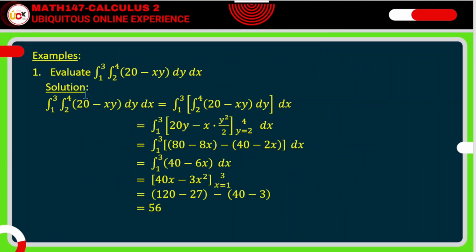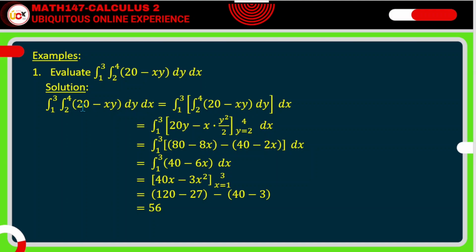Okay, so as an example, suppose we are asked to evaluate the double integral of 20 minus xy times dy dx, where y is from 2 to 4 and x is from 1 to 3. To evaluate this double integral, because the order of integration is dy dx, we have to integrate the function first with respect to y and then later on with respect to x. So we integrate the function with respect to y, treating x as constant.